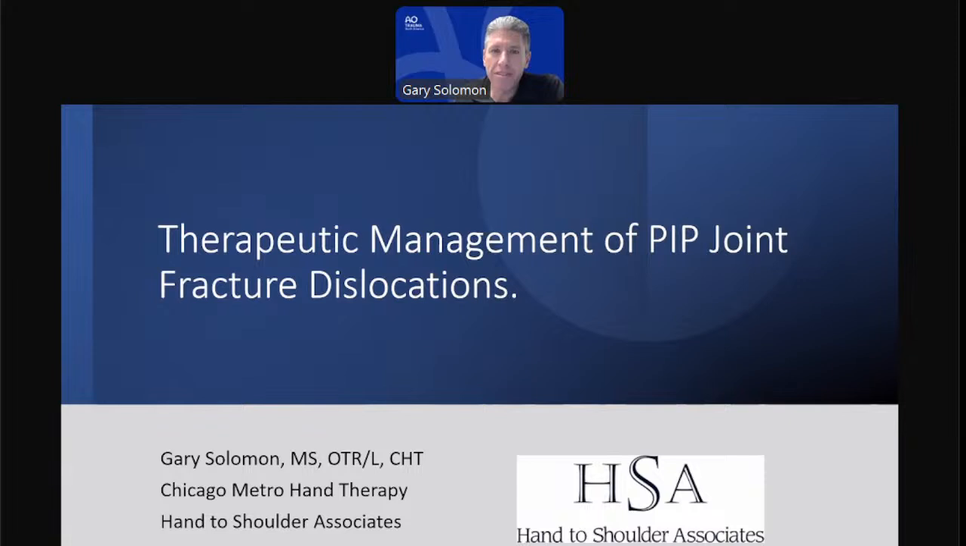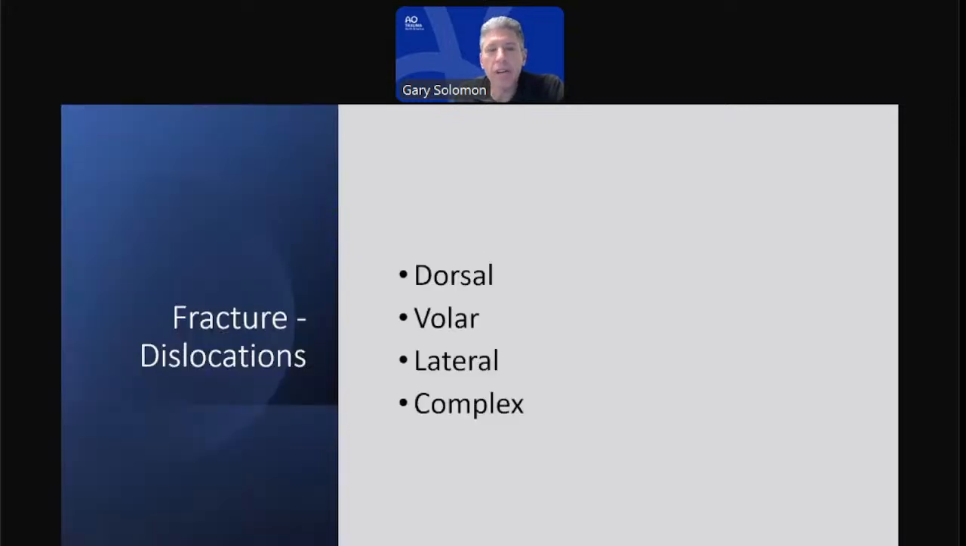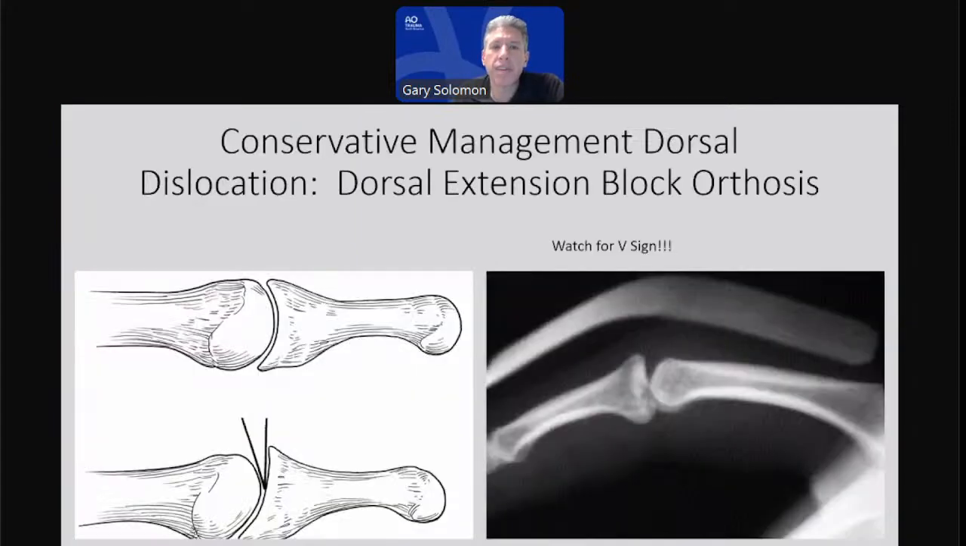What I hope to do is give some tips along the way of how we manage this, because stiffness is obviously a huge problem. The PIP is not a very forgiving joint. No disclosures for this presentation. I'm going to go quickly over how we manage the dorsal, volar, lateral, and some of the complex fracture dislocations.